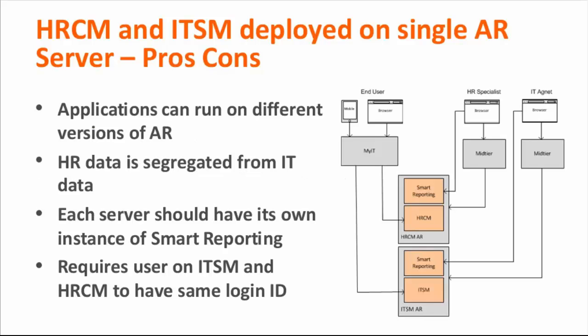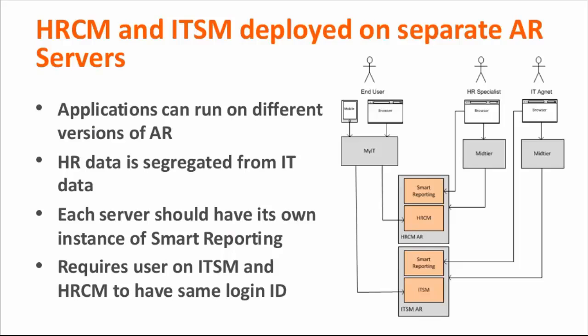So if you'd like to avoid that, you can deploy both systems on different AR servers. As you can see in this diagram, the HRCM application is deployed on one server and ITSM on another one. HR specialists are connecting to the HRCM server through their mid-tier, and IT agents will use a different mid-tier and a different AR server for the ITSM application. You need to have two different instances of smart reporting, one in each of the AR servers.